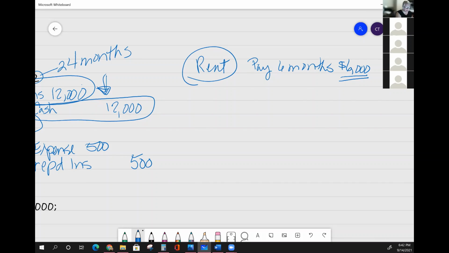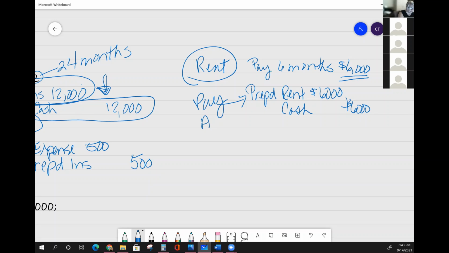What's my other side to that? I need to debit an account where it sits and waits for those 6 months to come by for me to expense them. Where is that going to be? It's going to be in prepaid rent. So prepaid rent, $6,000 is my debit. And then I'll have cash, $6,000. So this is when I pay for the rent.